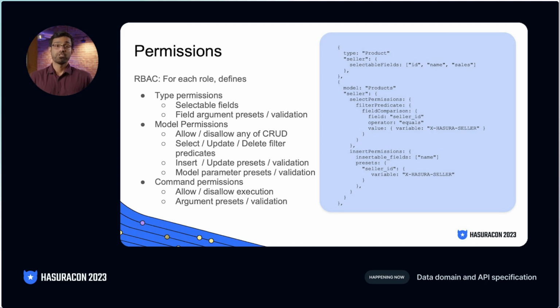For any operations requiring external input, such as command arguments or field arguments, you can configure input presets and input validation. In this example, when the seller role is inserting into the model, they can only specify the name field, and the seller ID field is automatically set to the currently logged in seller's ID.